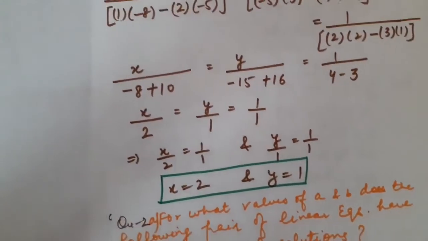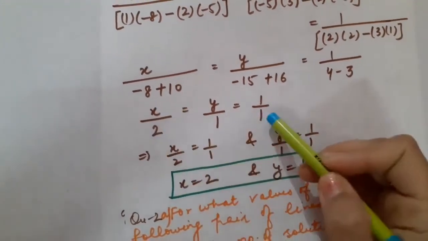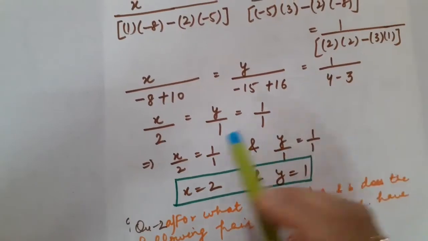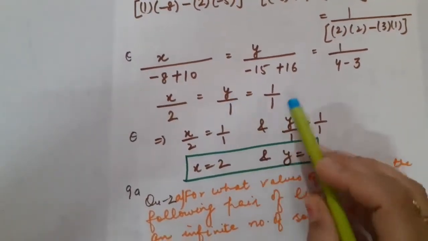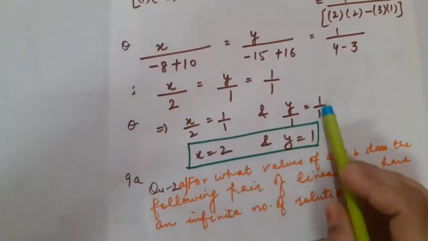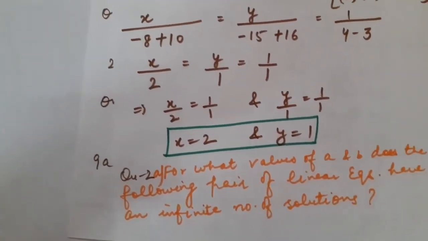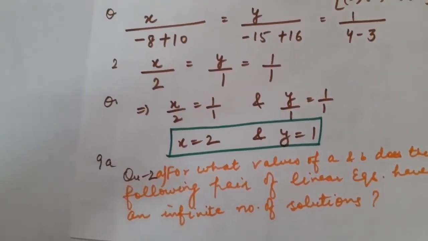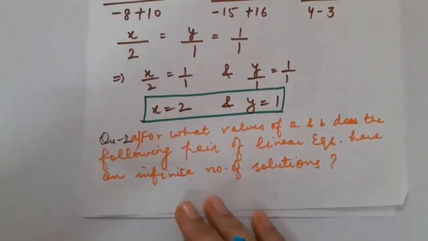So what did I do to calculate the value of x? I compared term number 1 with term number 3, right? So x upon 2 is equal to 1 upon 1. Similarly, y upon 1 is also 1 upon 1. While cross multiplying, x will be 2 and y will be 1. Understood, children? So these are two questions which I have taken based on the cross multiplication method. Now switch to the next topic.